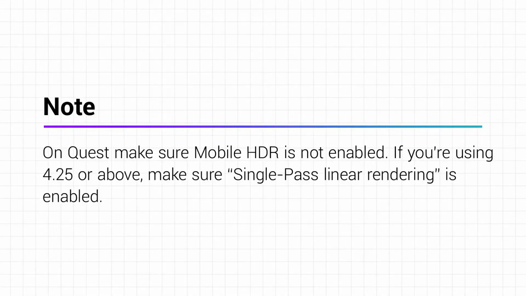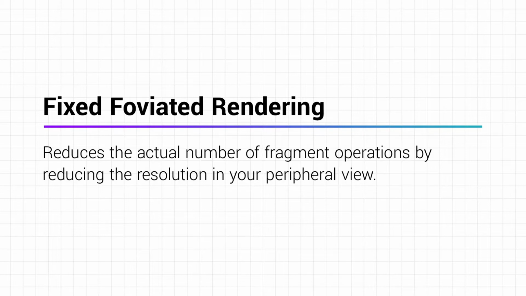On the Oculus Quest, make sure mobile HDR is not enabled, or that if you're using 4.25 or above, enable single-pass linear rendering. The Quest's enormous resolution requirement means a huge amount of fragment operations are executed to calculate the pixels you see on screen. To alleviate this problem, the Quest supports fixed foveated rendering, which reduces the actual number of fragment operations by reducing the resolution in your peripheral view.